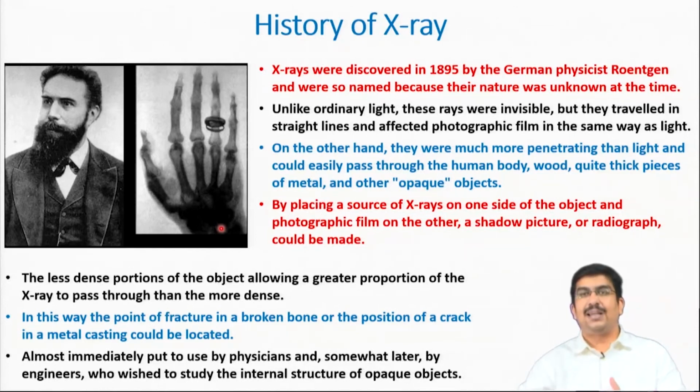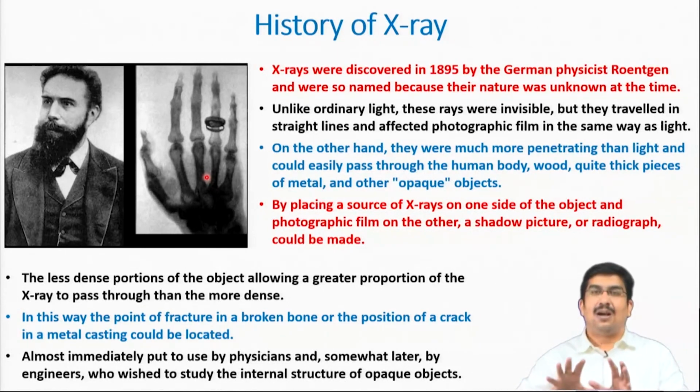This becomes a very useful tool for them. What happens here is that the less dense portion of the object allows a greater proportion of X-ray through. So, there is a difference in something called X-ray absorption. The density of the material affects the absorption of X-rays. That is why this is happening.